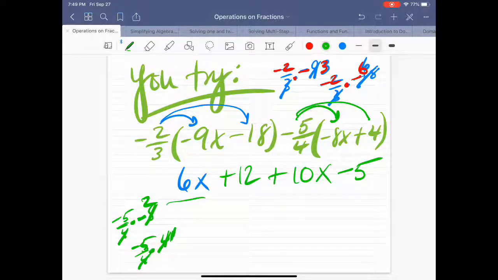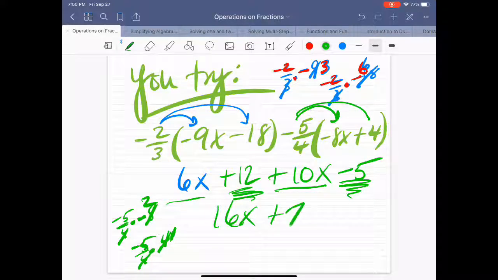So combine your like terms. 6x plus 10x gives you 16x. And 12 minus 5 is 7.